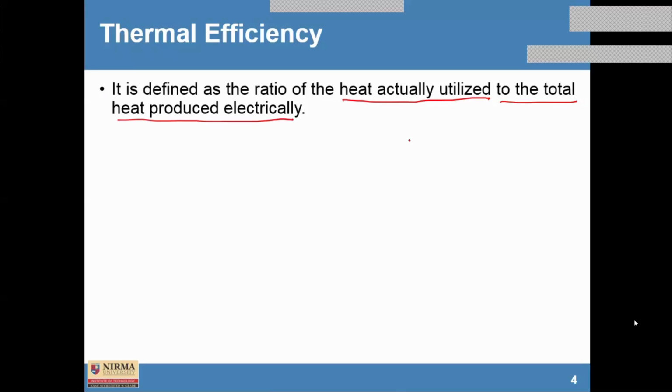So when power is given to a particular electrical appliance like an electric heater or geyser, how much heat is produced electrically and how much is utilized? Suppose the production is 100% and the utilization is 80%, then the efficiency is 80 upon 100. Heat actually utilized to the total heat produced electrically is known as thermal efficiency.